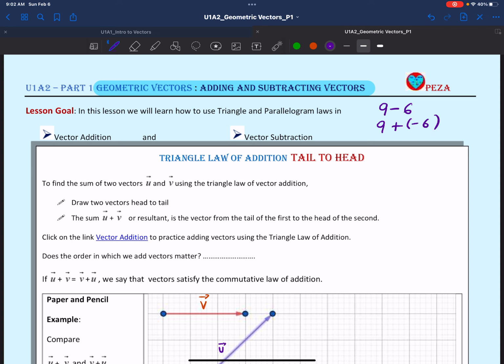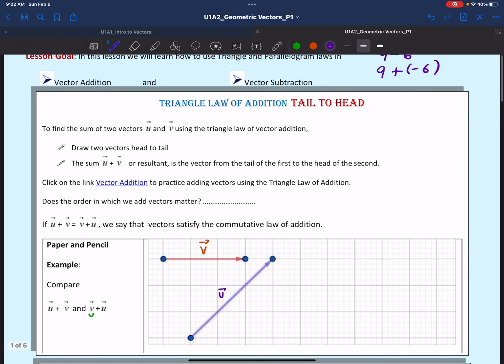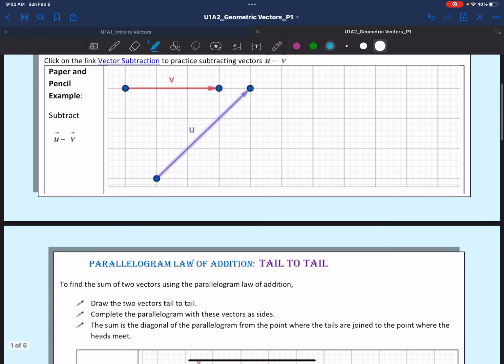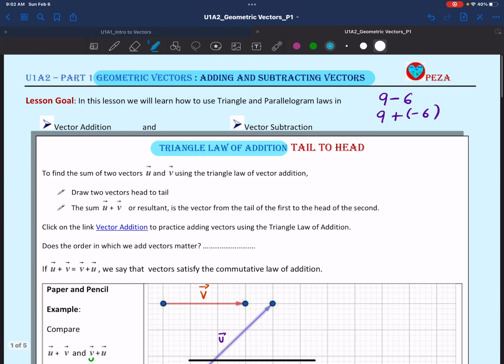A similar concept applies to adding and subtracting vectors, and this is the reason why you will find the methods of adding and subtracting vectors very similar. There are two different ways of adding or subtracting vectors. One is what we call the triangle law of addition, and the other is what we call the parallelogram law of addition and subtraction, obviously.